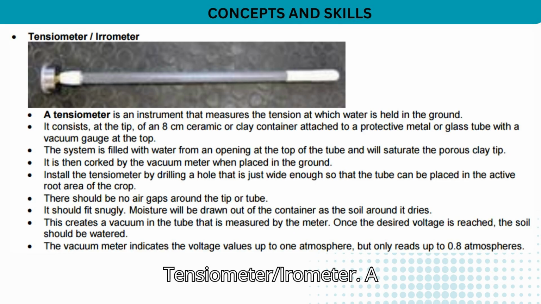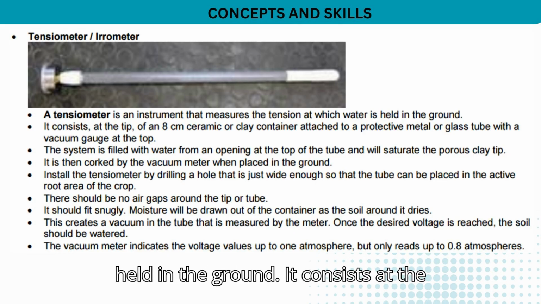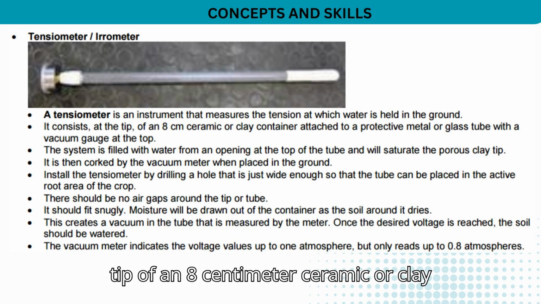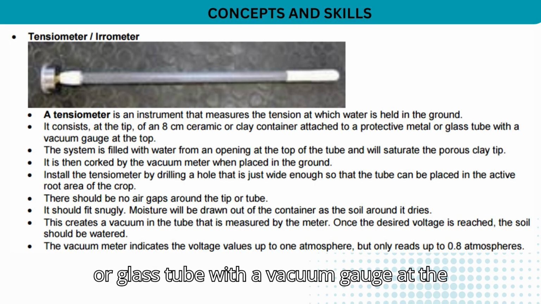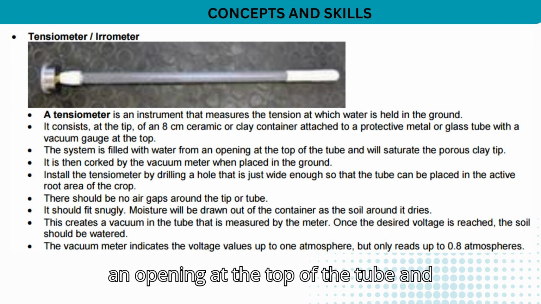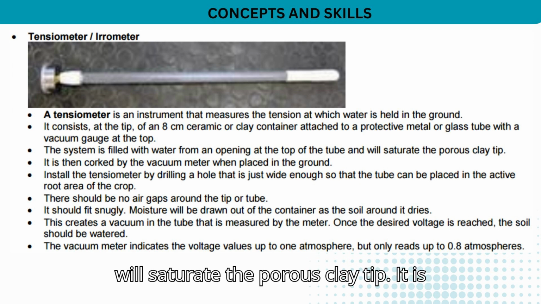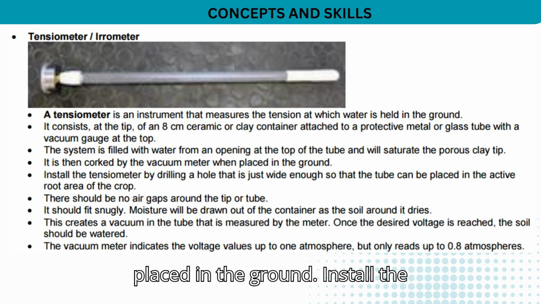Tensiometer. A tensiometer is an instrument that measures the tension at which water is held in the ground. It consists, at the tip, of an 8 cm ceramic or clay container attached to a protective metal or glass tube with a vacuum gauge at the top. The system is filled with water from an opening at the top of the tube and will saturate the porous clay tip. It is then corked by the vacuum meter when placed in the ground.